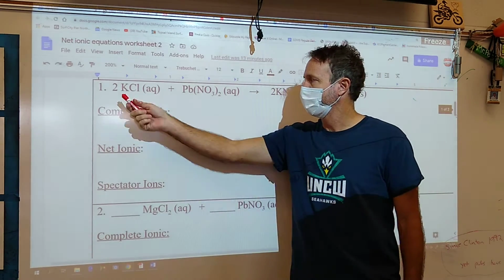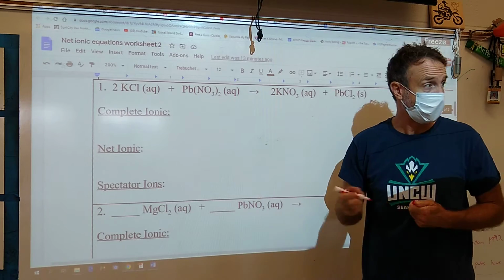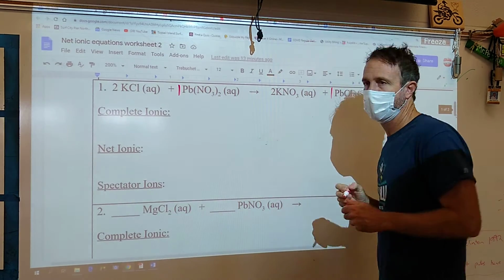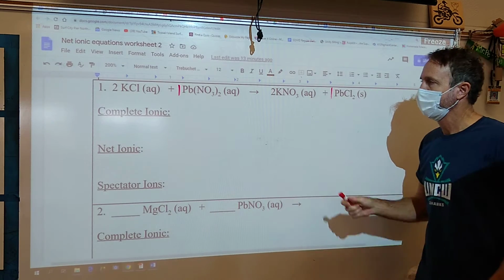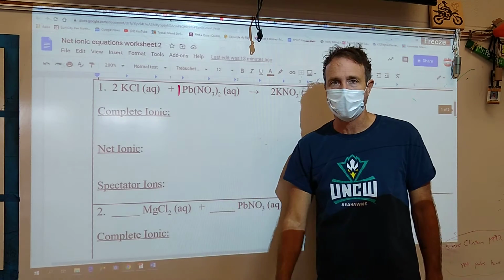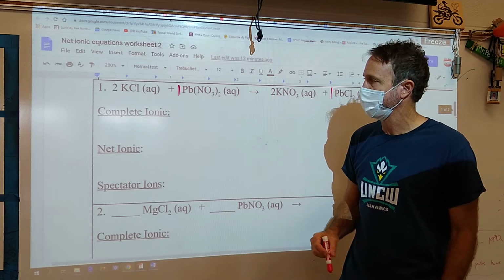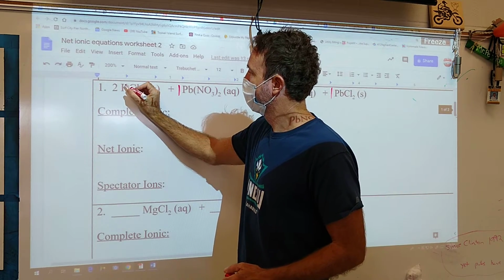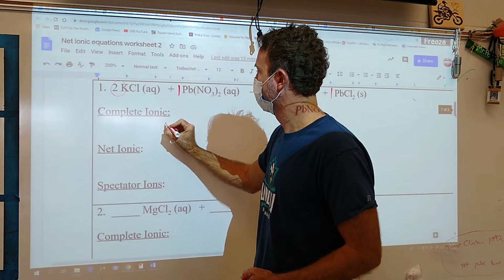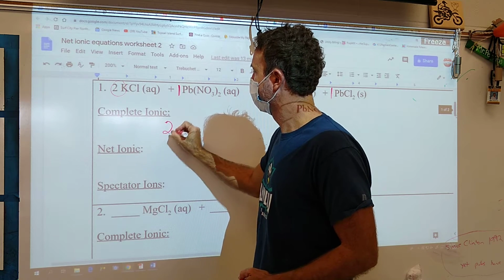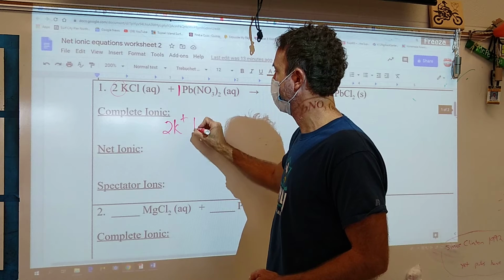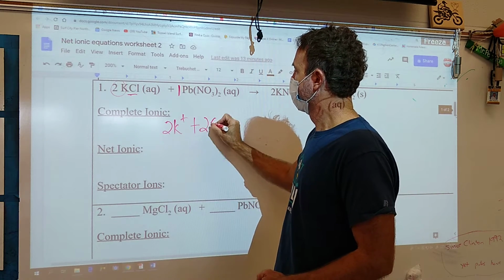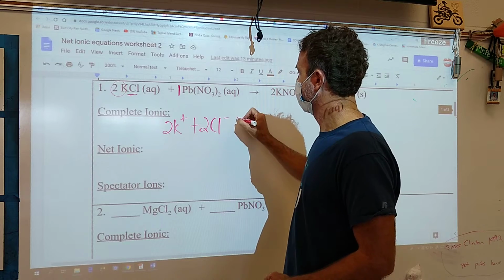Now look, this bad boy is already balanced. One thing I like to do is put a 1 there, okay? That just helps. So the complete ionic equation, this thing's already balanced. So check this out. Right here, there are 2 potassiums with a +1 charge, and there's 2 chlorines with a -1 charge.